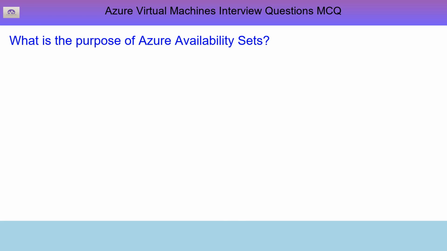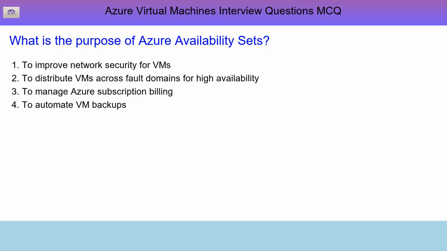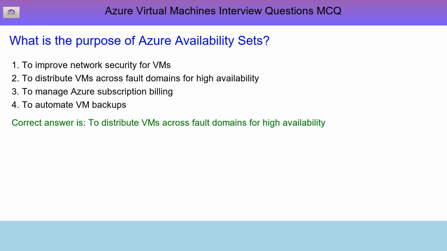Which is the purpose of Azure Availability Sets? Here are your options. 1. To improve network security for VMs. 2. To distribute VMs across fault domains for high availability. 3. To manage Azure subscription billing. 4. To automate VM backups. The correct answer is to distribute VMs across fault domains for high availability.